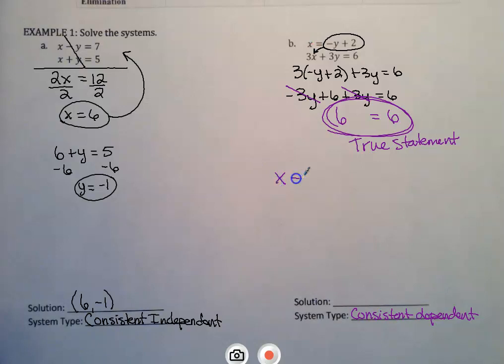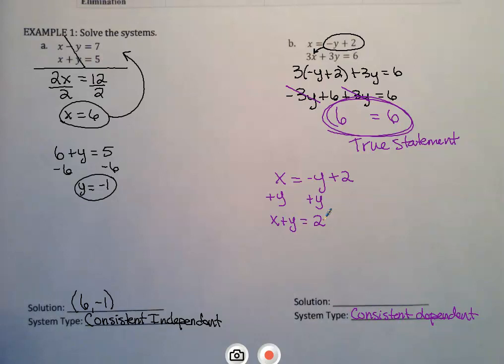So if we take the first one, x equals negative y plus 2, we want to put it in slope-intercept form. So we could add the y. Then we're going to have x plus y equals 2. It still would have been the same number of steps because we had a negative y. So it doesn't really matter.